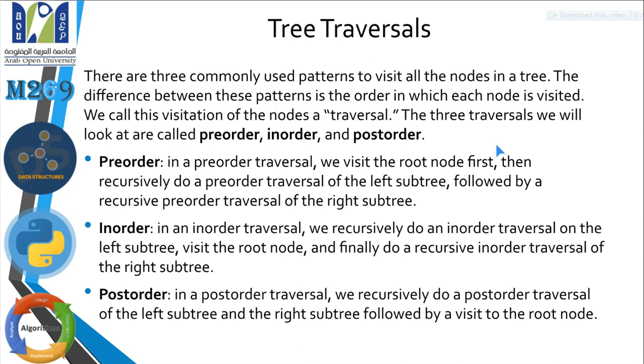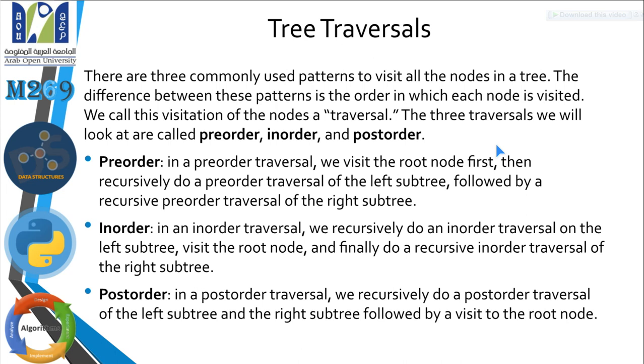Now we have three ways to access and visit all the nodes in the trees. These are called pre-order, in-order, and post-order. And it is actually related to the location of the root in the order. So when we say pre-order, it means you must visit the root first, then right, then left. Meaning right of the tree, left of the tree.